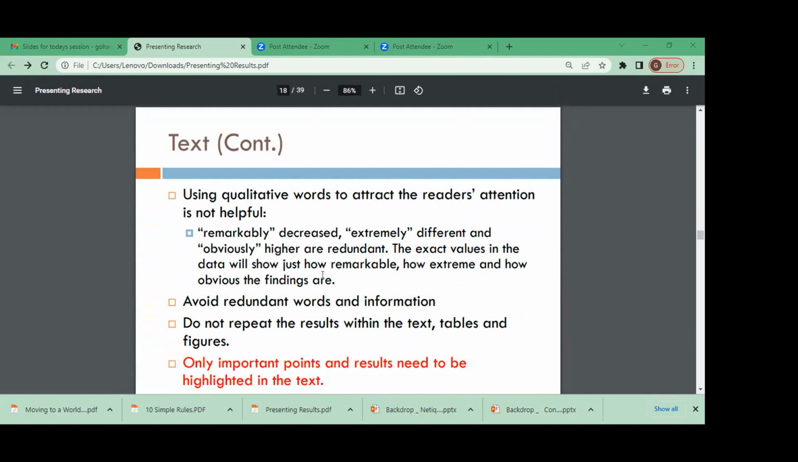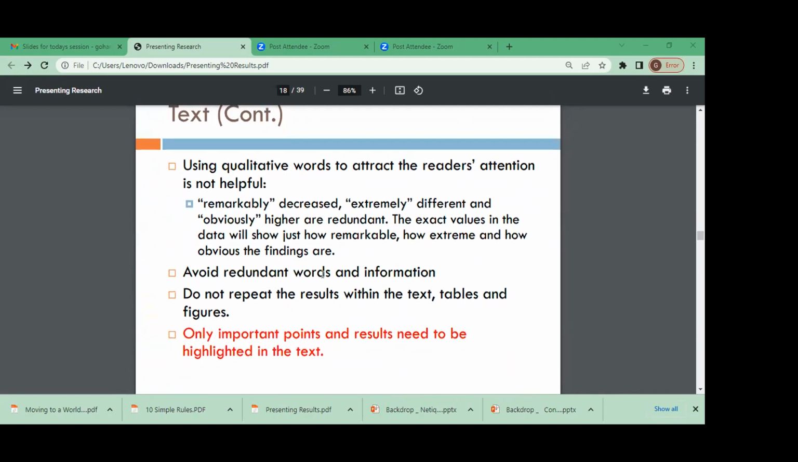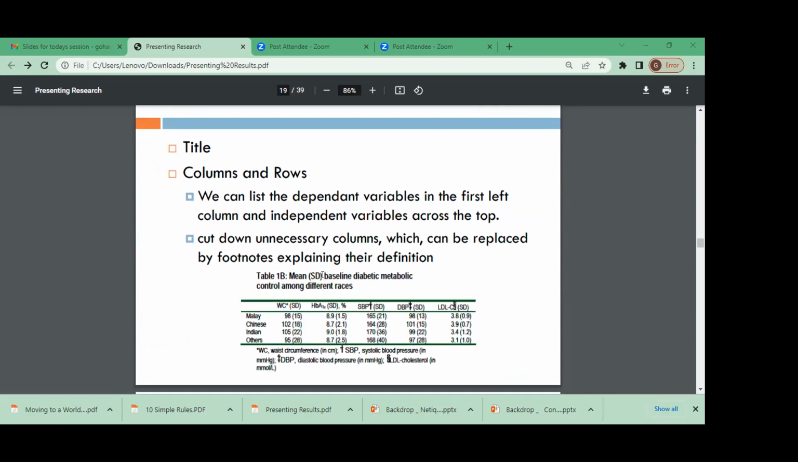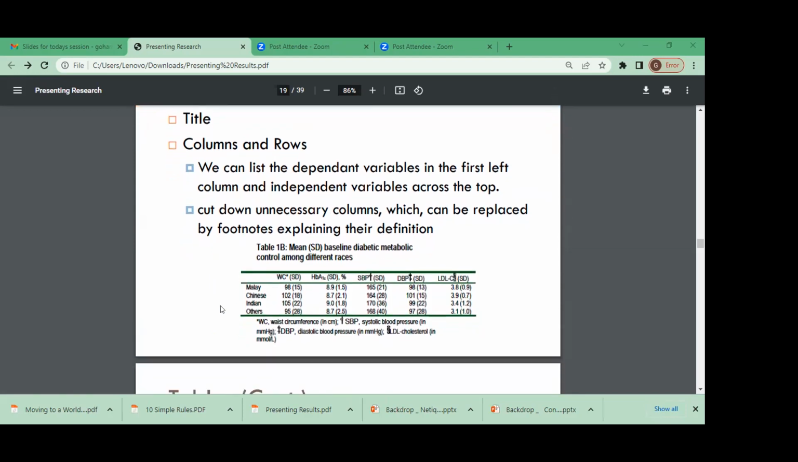Next slide, please. Now I'm going to talk about the reporting of the results in the table. Always keep in mind that your table should carry a title that explains, and the title should be written very, very carefully. You always need to put some thought into how you write the title of the table. Every table should be numbered.